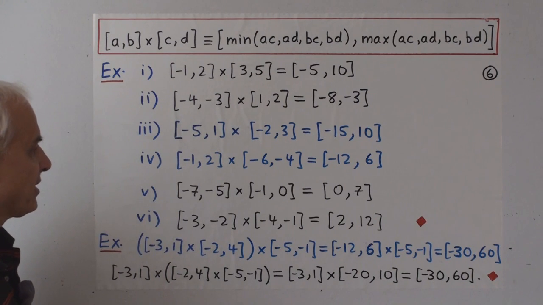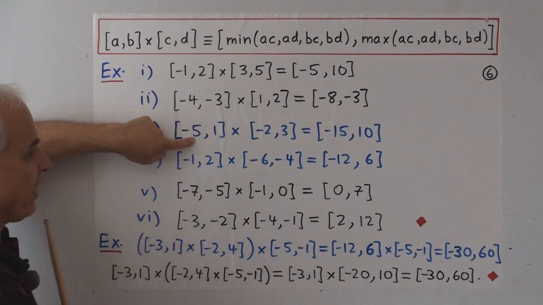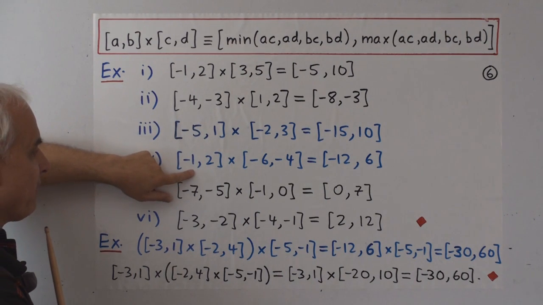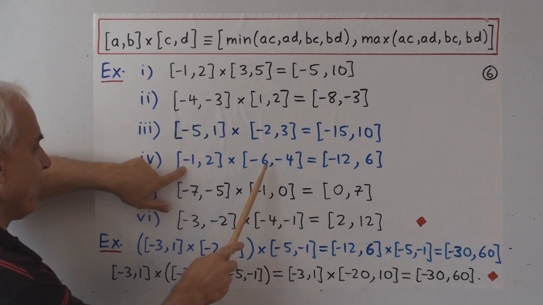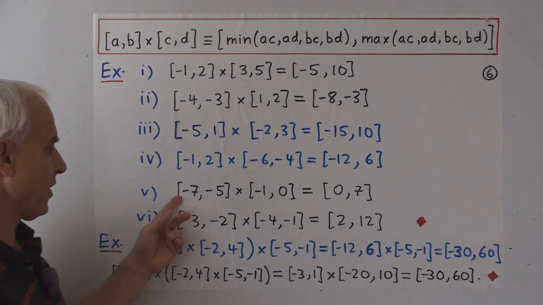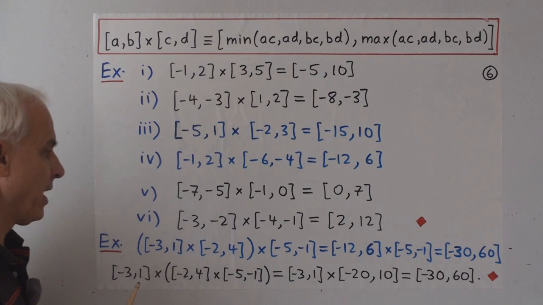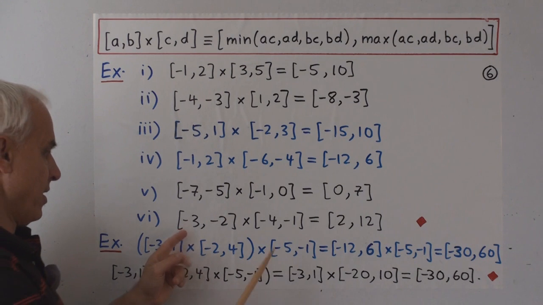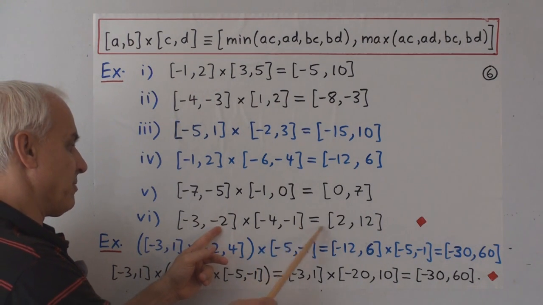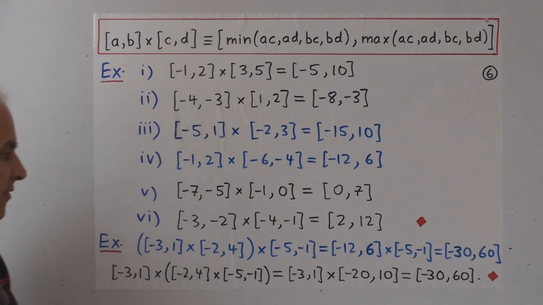I'll let you check the other cases. With minus 5, 1 times minus 2, 3, the smallest value is minus 5, 3. And the largest value happens to be minus 5 times minus 2. Here, the smallest value is 2 times minus 6. The largest value is minus 1 times minus 6. Here, the smallest value is 0 times, well, any one of these, so 0. And the largest value is minus 7 times minus 1. And here, we have a minus 2 times minus 1, that's a 2. And the largest value, minus 3 times minus 4, is 12.